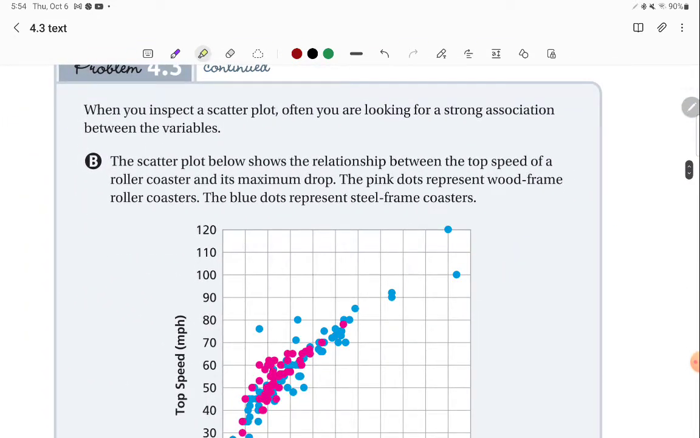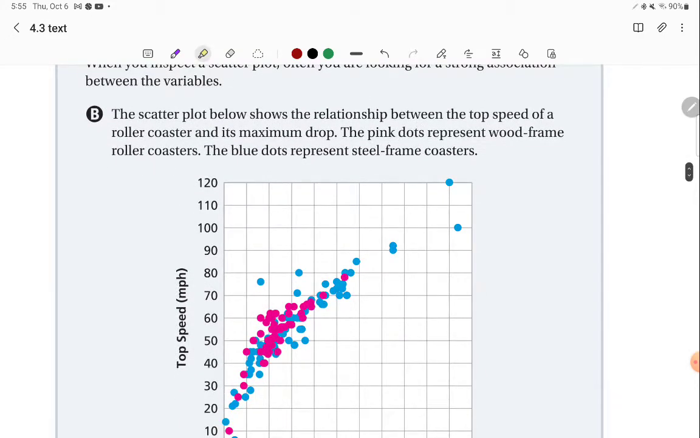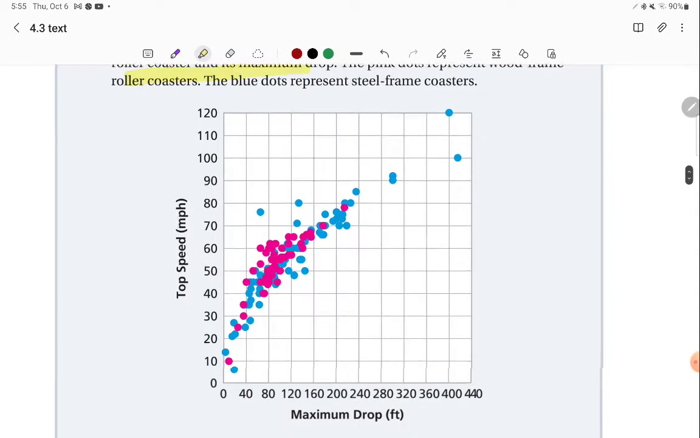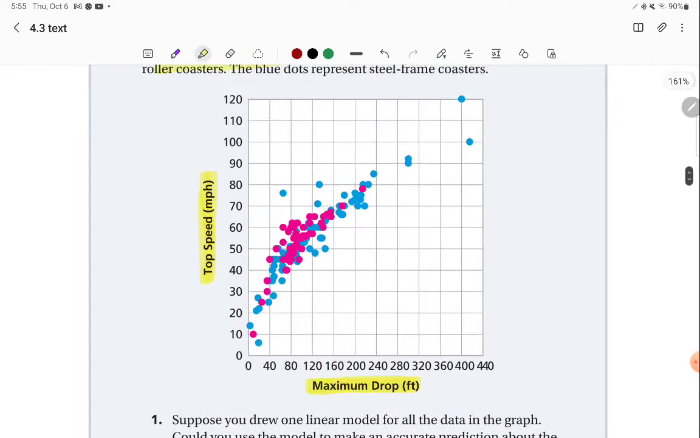So on the next one, when you inspect a scatter plot, often you are looking for a strong association between the variables. We have the scatter plot below that shows the relationship between the top speed of a roller coaster and its maximum drop. Here's its maximum drop and here's its top speed. Again, independent, dependent. The maximum drop right here is your independent variable, meaning the top speed is going to depend on your maximum drop. So as you're answering these questions, please keep that in mind.